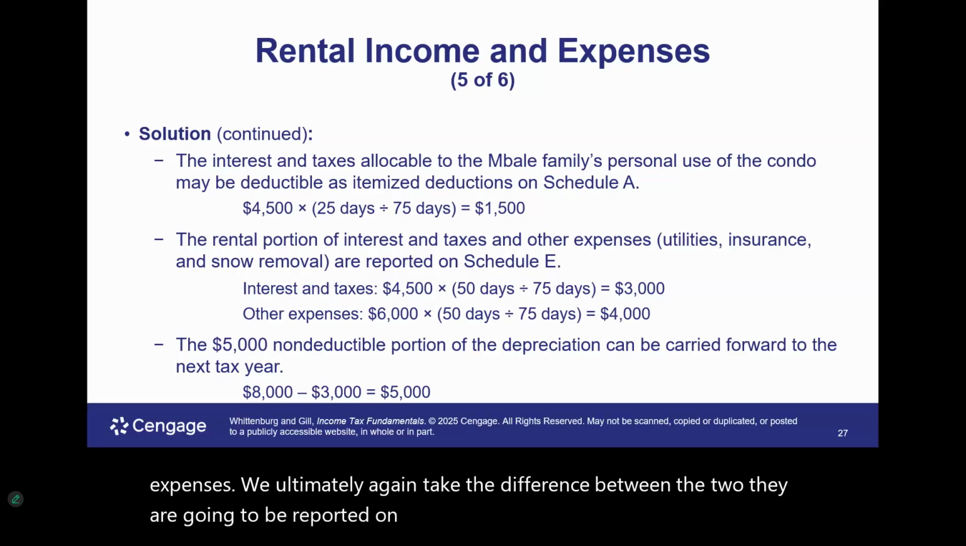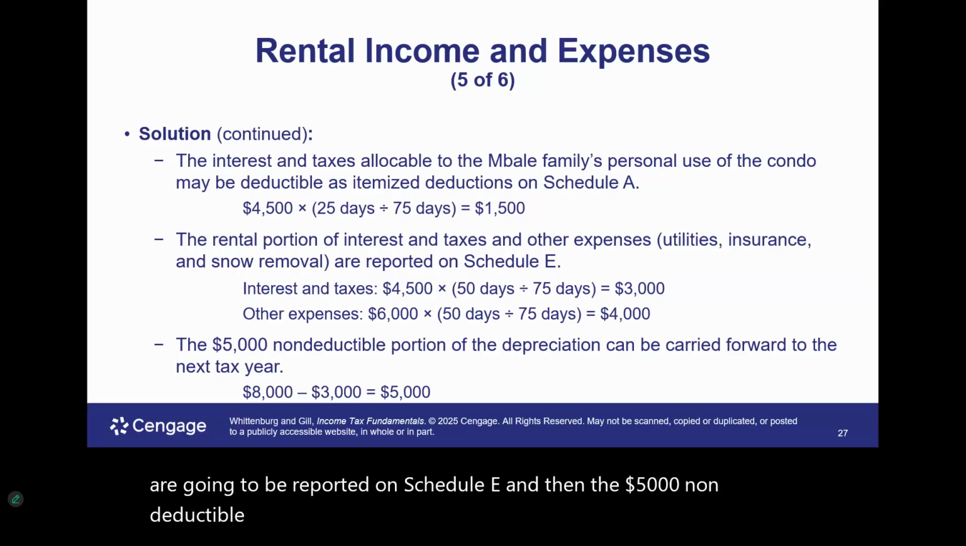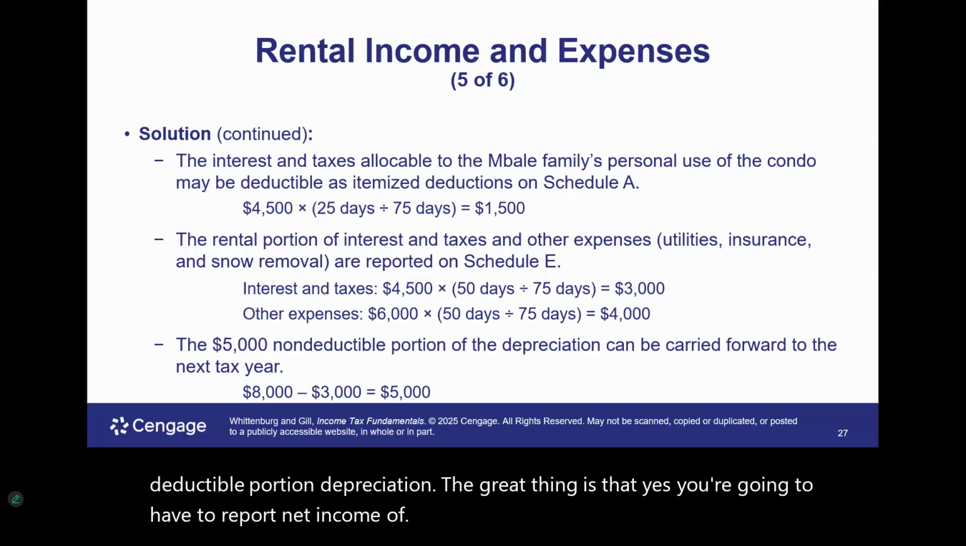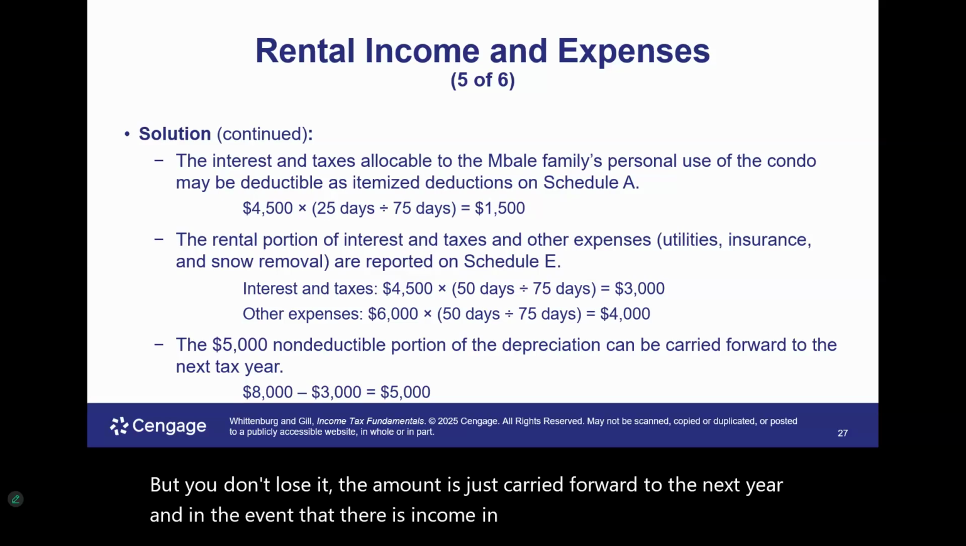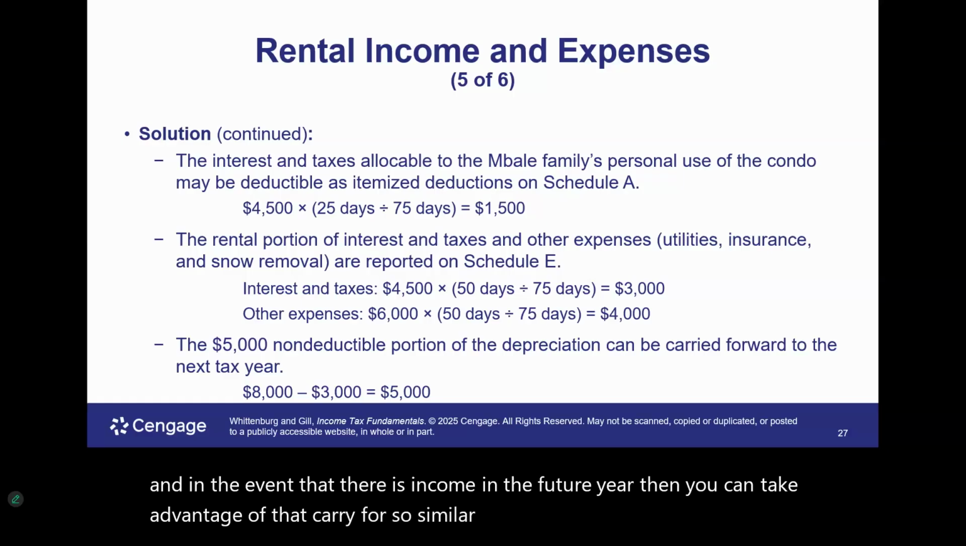And then the $5,000 non-deductible portion of depreciation, the great thing is that, yes, you're going to have to report net income of zero, but you don't lose it. The amount is just carried forward to the next year. And in the event that there is income in a future year, then you can take advantage of that carryforward. So similar to home office expense.